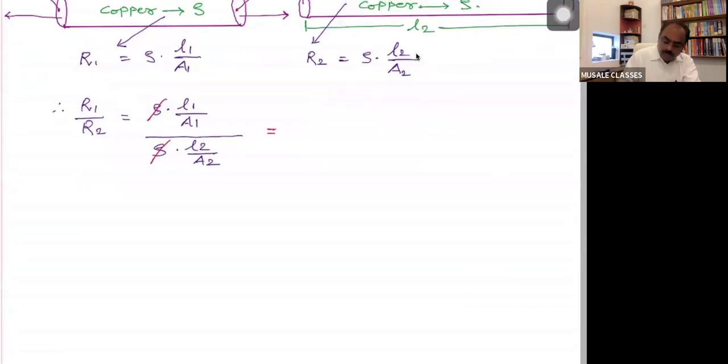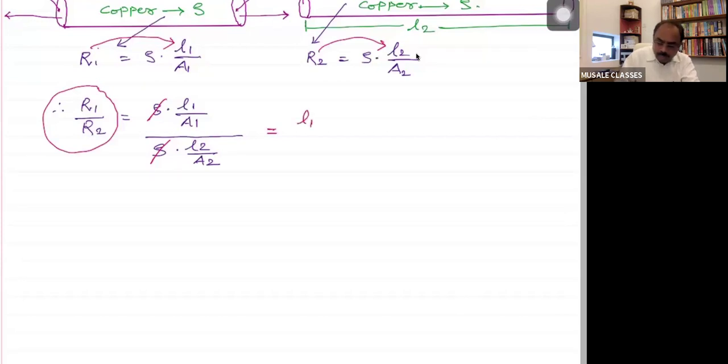Now I will tell you how to write directly. Resistance is how proportional? Directly proportional to length. So if I am having R1, then length is directly proportional, so it will be L1 upon L2.